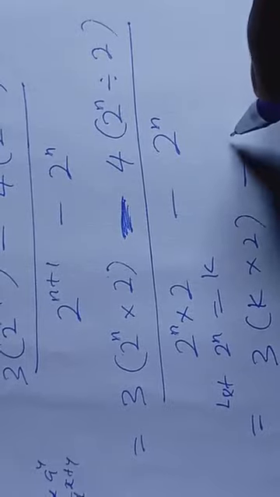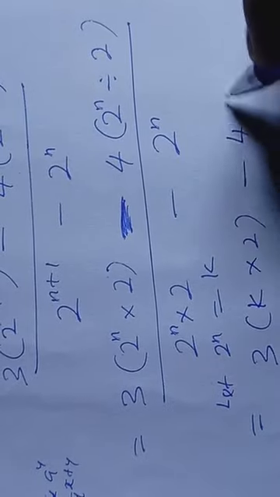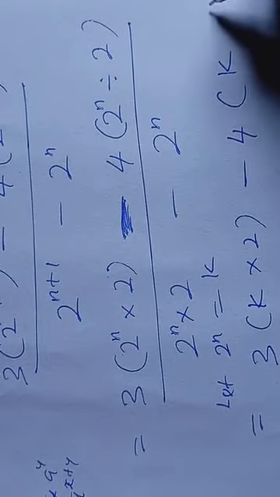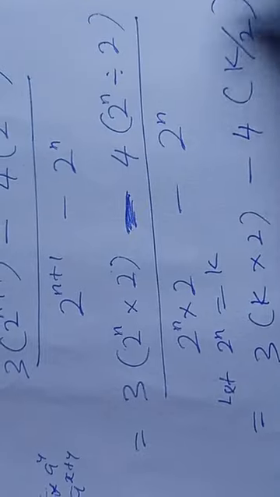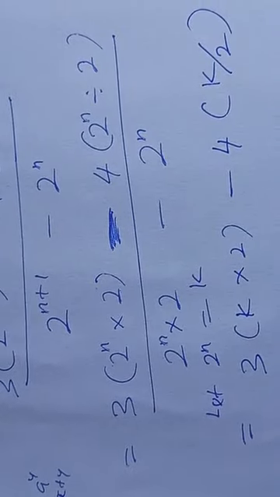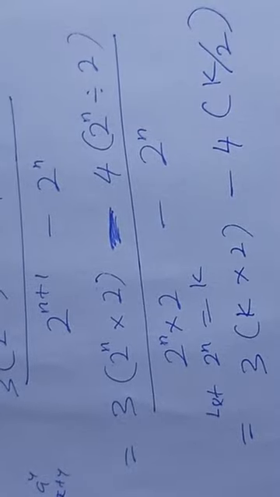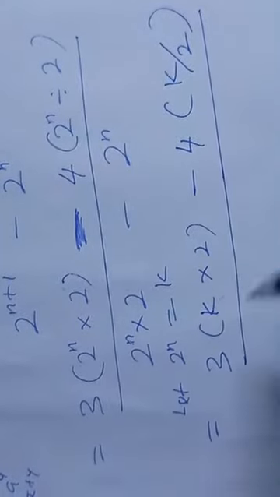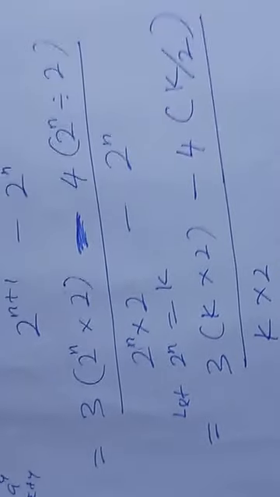Then minus 4 into bracket k, divided by 2. Instead of using the divisor sign, we use the slash sign, divided by 2. Then all over, down here again, there is k. So it's k times 2, that's 2 raised to the power n times 2, k times 2.